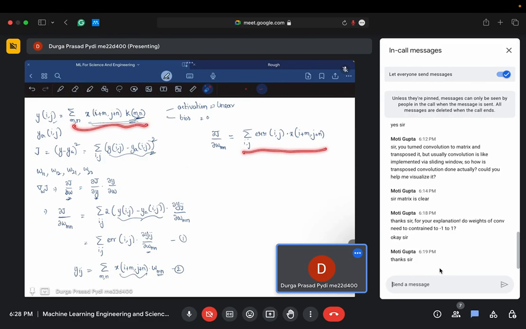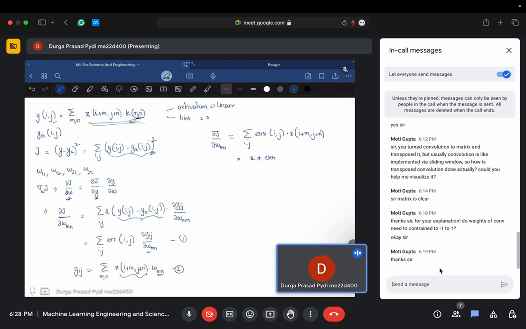Now if you compare this equation with this equation, the only difference is that here I had some kernel k of m comma n, and instead of that I have i comma j. Here the summation was over mn, here the summation is over ij. So i plus m, j plus n is the same as here. This is exactly similar, so this entire equation is essentially a convolution operation. The only difference is that x is your input and you are convolving it with your error.